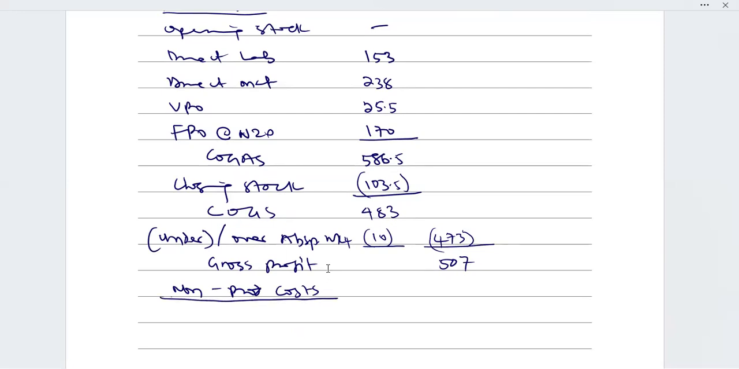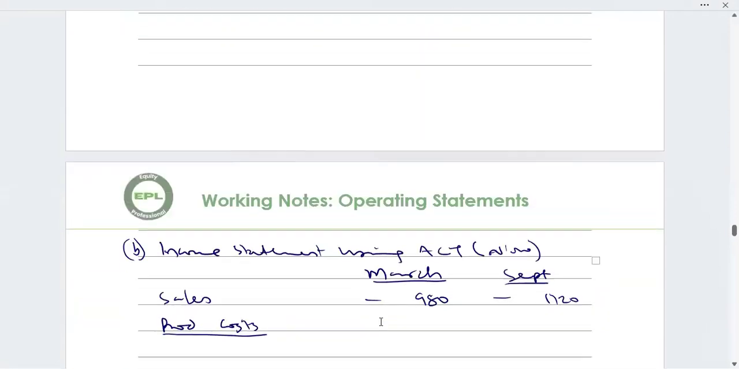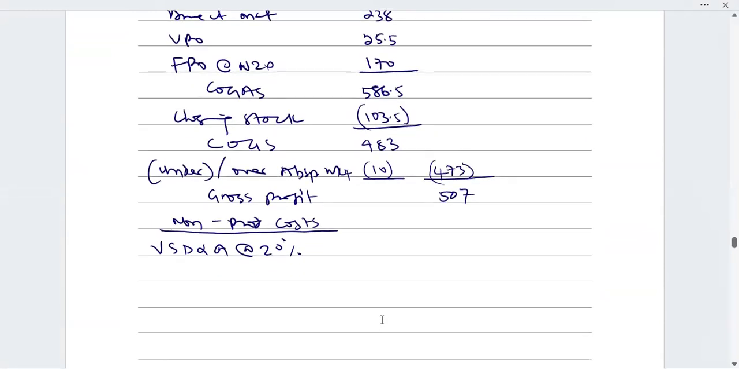According to the question, we have variable selling, distribution, and admin, which is 20% of the sales. Variable selling, distribution, and admin are 20% of sales. And what did we get before? We got sales for 196. Here is 196. Then what other costs do we have there? We also have fixed selling, distribution, and admin, which is 90,000.